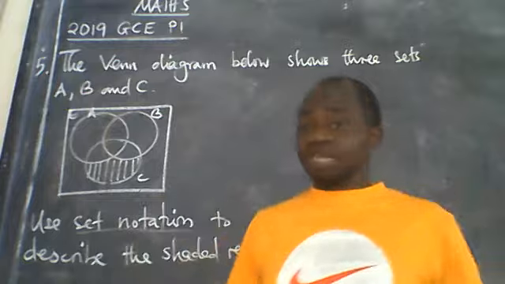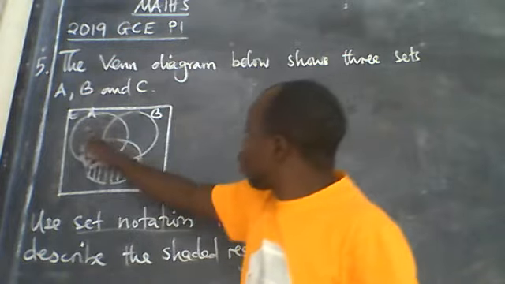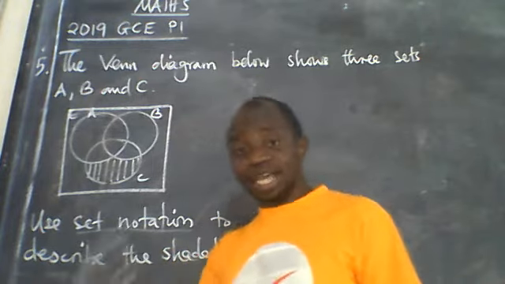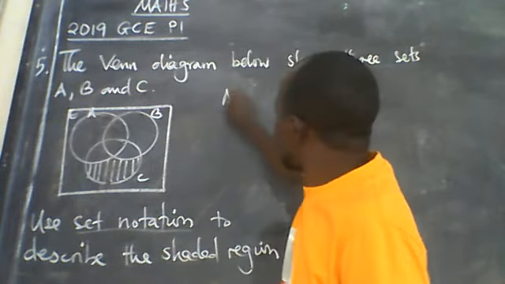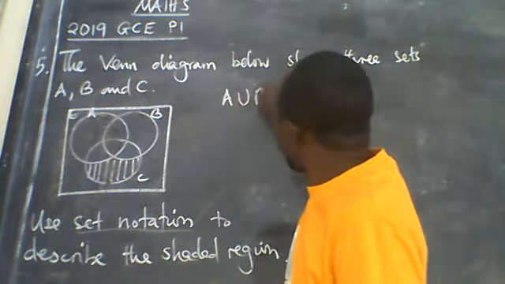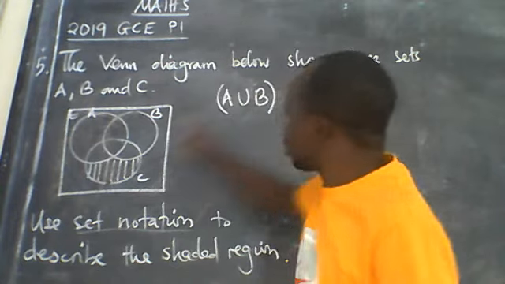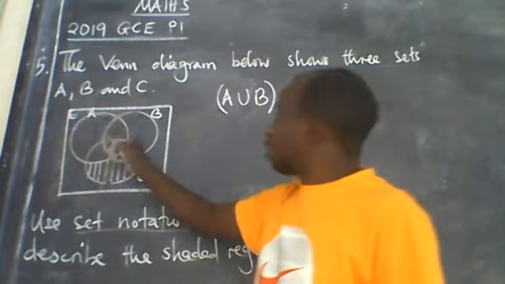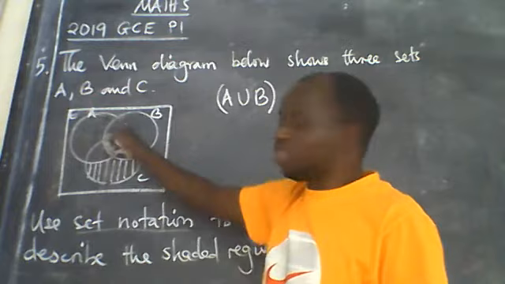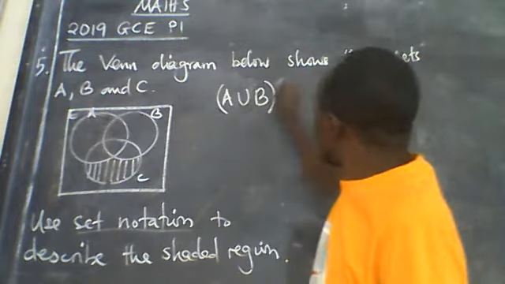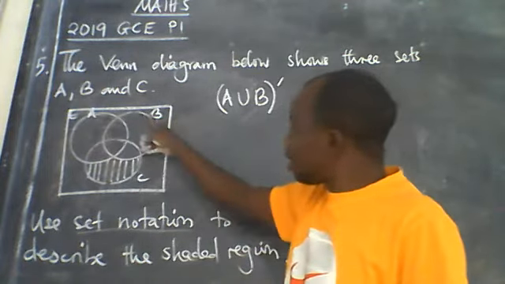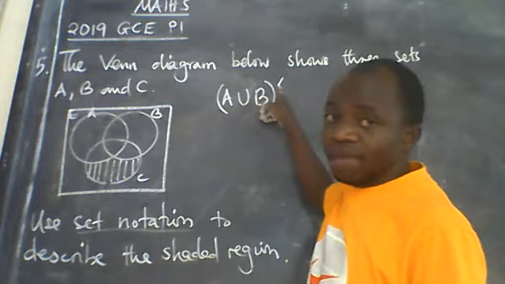Complement means outside. If you look at A and B, it's a combination of A and B. That combination in set language is A union B, which you put in brackets. So A union B will be this region, but this is not the region which is being shaded, meaning we need the complement here. So A union B complement.